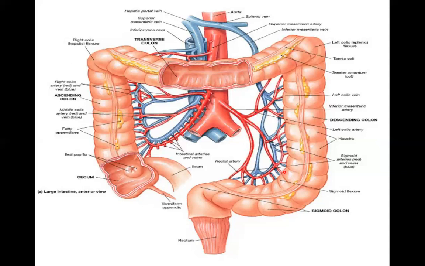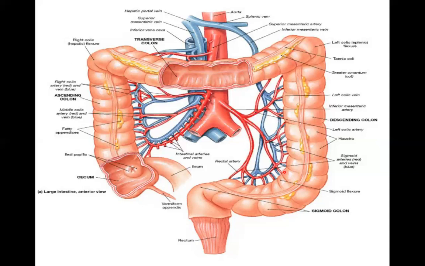The venous drainage will be by the same veins, with the same names. Ultimately it will be drained into the portal vein. That is, finally the superior mesenteric and inferior mesenteric veins reach the portal system. This is regarding the blood supply.